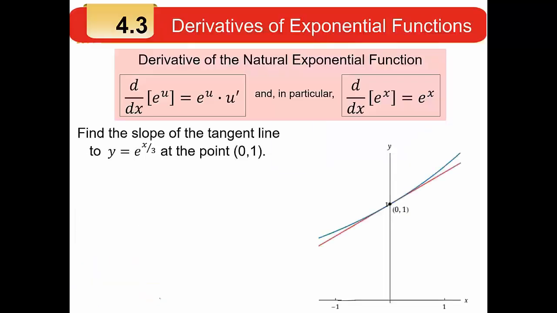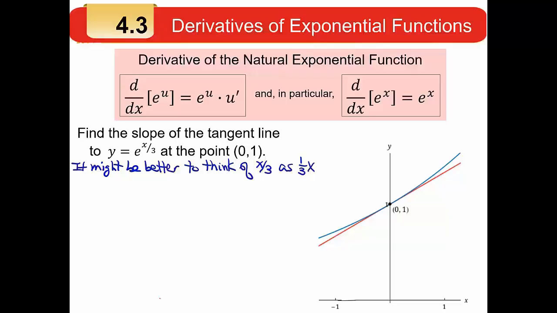How about this? Find the slope of the tangent line to y is equal to e to the x over 3 at the point 0, 1. We have a picture of what that looks like on the right, but the picture is not really necessary to solving the problem. First thing you do when you look at this is say, well, x over 3 might better be thought of as 1/3 x.